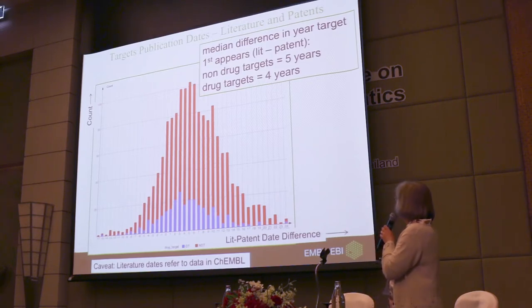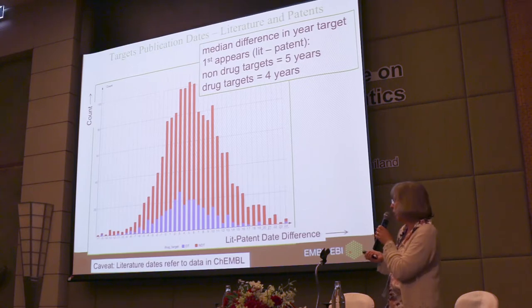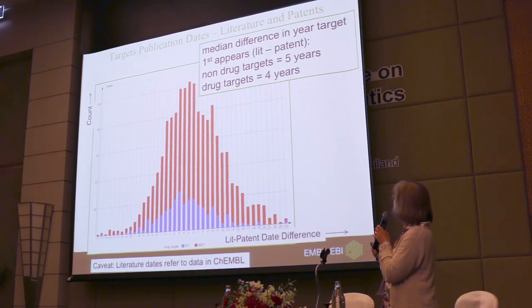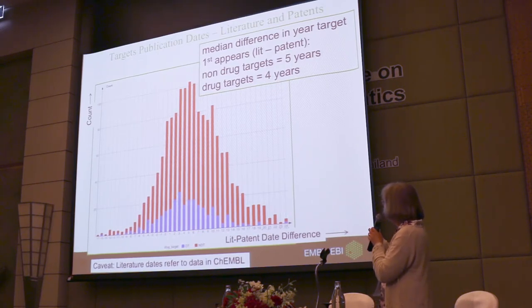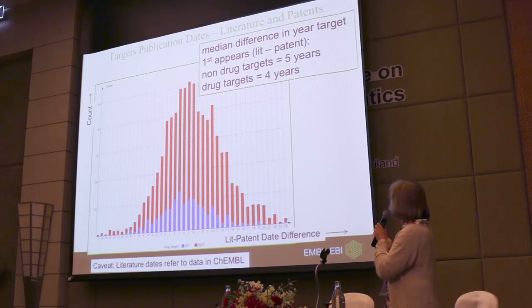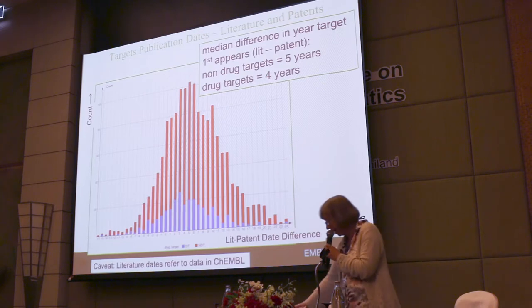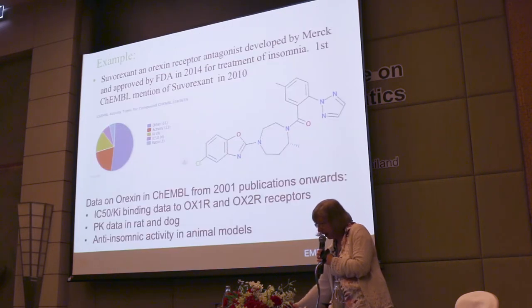And then the other thing that we did as part of the work for the Illuminating the Druggable Genome project was do the same thing but compare the targets across different databases. So, how long is it between the time that a target appears in the patents versus the chemical literature? And this is basically four or five years.